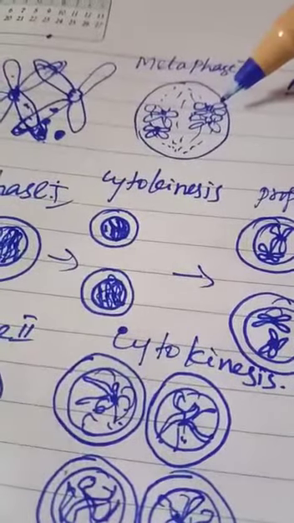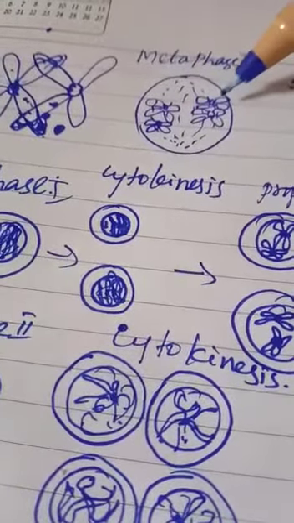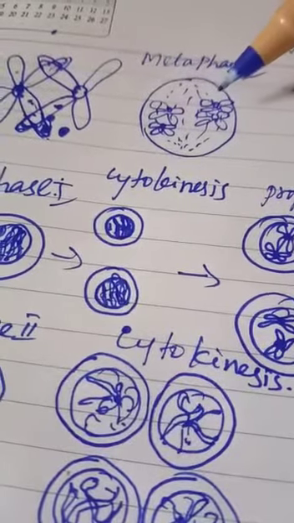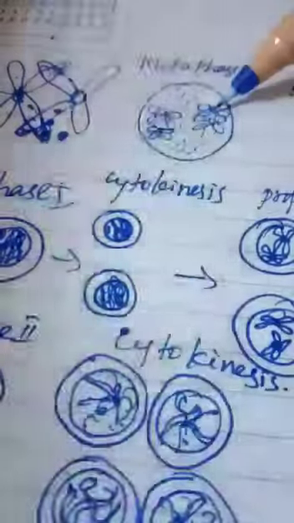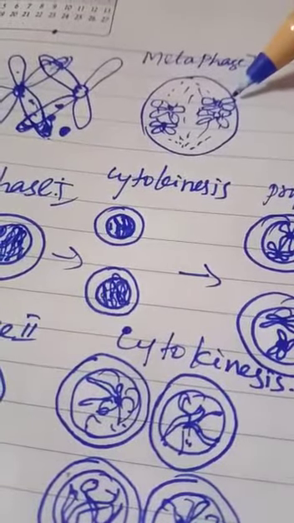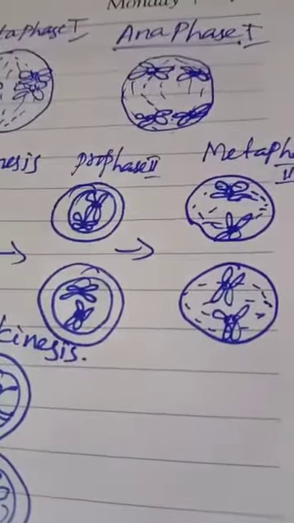Here, the two chromatids of each chromosome do not separate. The centromere is also not divided. You see that all of this is joined together. Okay, then the next one is anaphase.